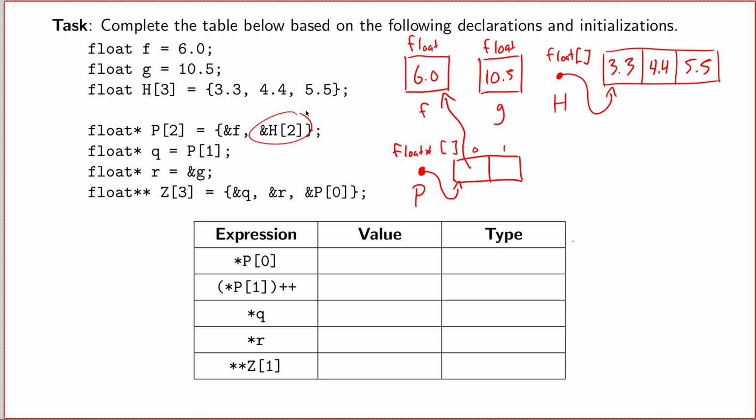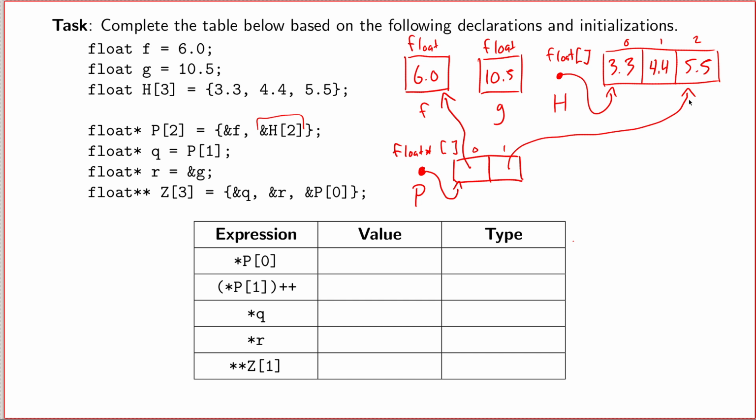So let's check our types. The element type of p is float star. So what goes in this box has to be a float star. What is the type of arrow pointing at h sub 2? Well, here's h, 0, 1, 2. So there's h sub 2, it's a float. So an arrow pointing at h sub 2 would be a float star. But p is allowed to contain float stars, so this is valid.